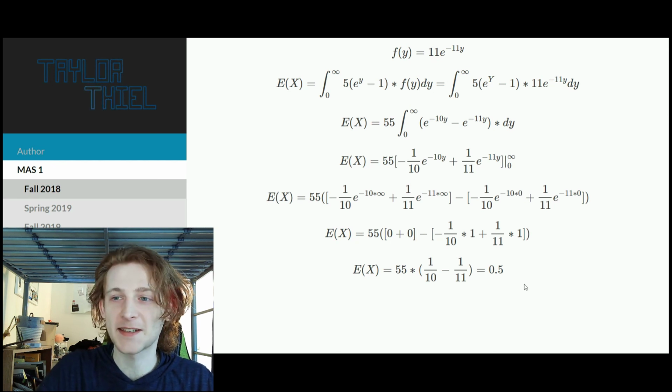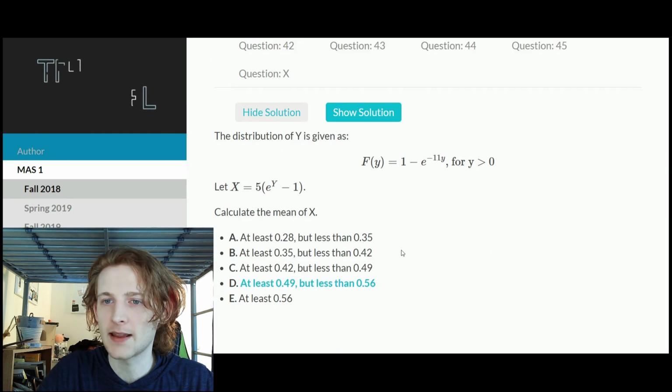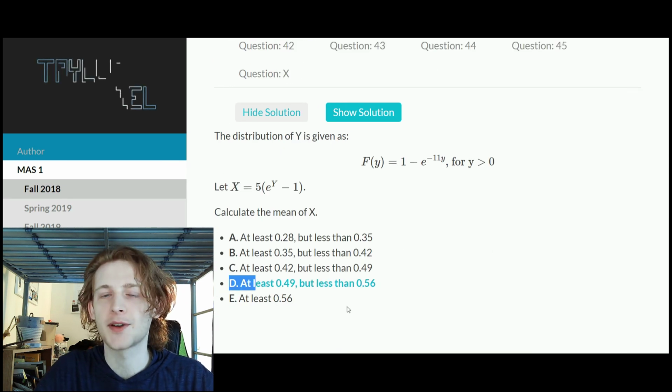A lot of work to get such a simple answer. So scrolling back up, we see that that falls in the range of D. So D is our final answer.